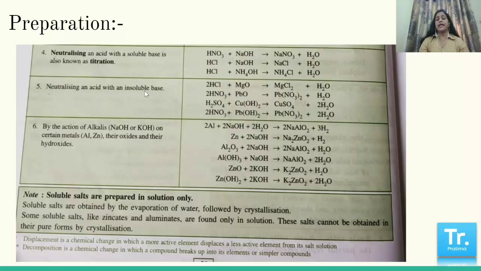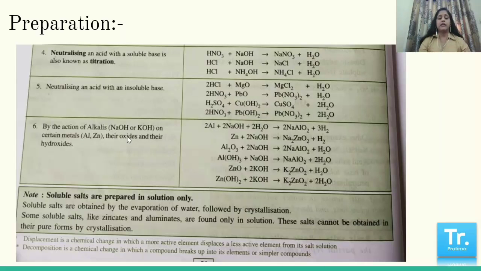Okay, the neutralization of acid with an insoluble base like a metallic oxide, lead oxide, copper hydroxide, which we had discussed in the previous video, giving you again salt and water. Yes, insoluble bases in water, we did it if you remember.